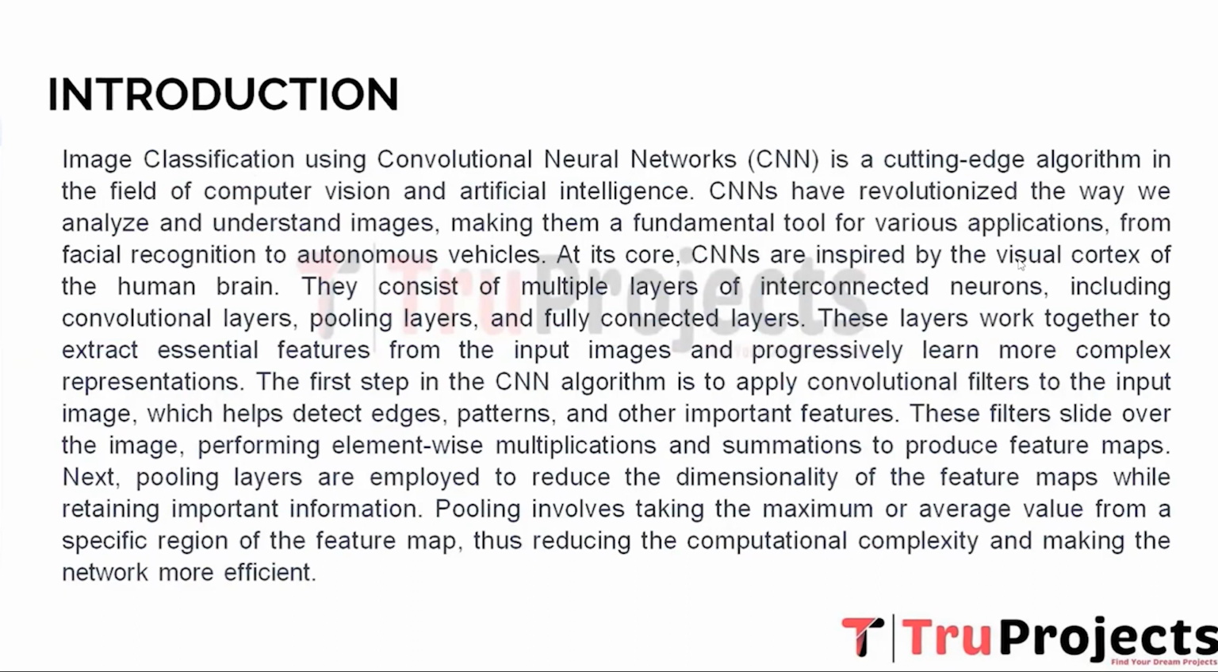With ongoing advancements in deep learning and hardware technology, CNNs continue to shape the future of image analysis and understanding. Next, pooling layers are employed to reduce the dimensionality of the feature maps while retaining important information. Pooling involves taking the maximum or average value from a specific region of the feature map, thus reducing the computational complexity and making the network more efficient.